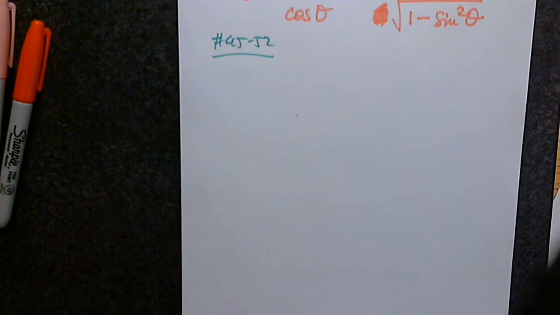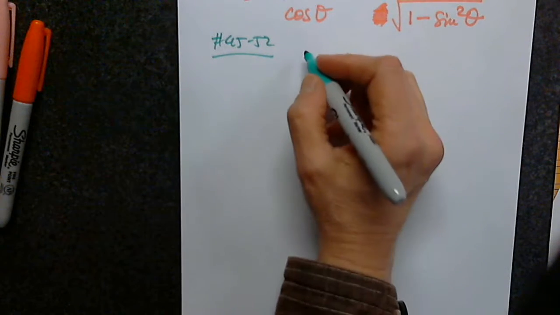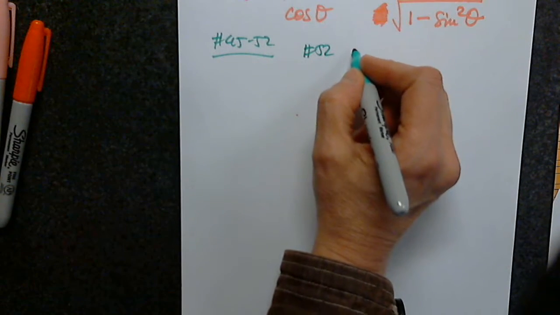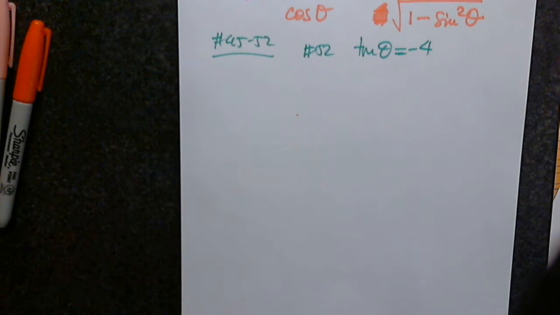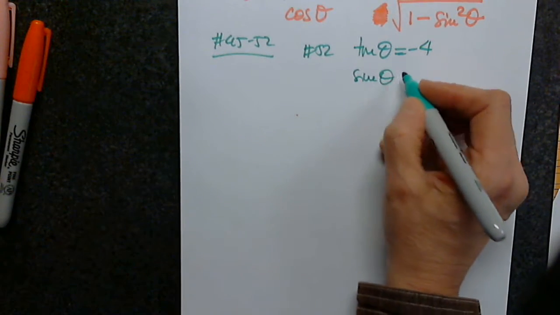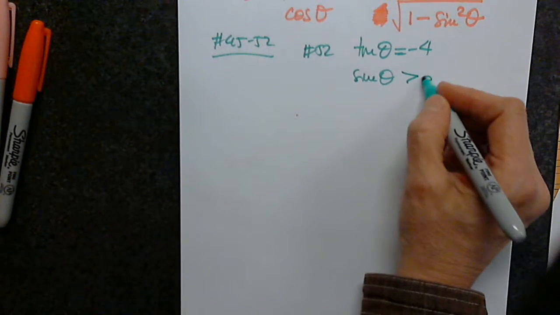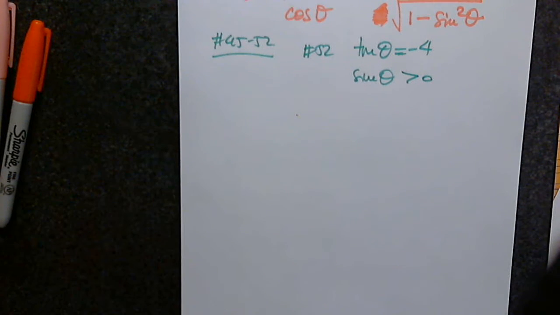About 52. Very good pick. So tangent theta equals -4. We'll allow you to pick some other time too. Just kidding. No matter what, you're allowed to. Okay, ready?